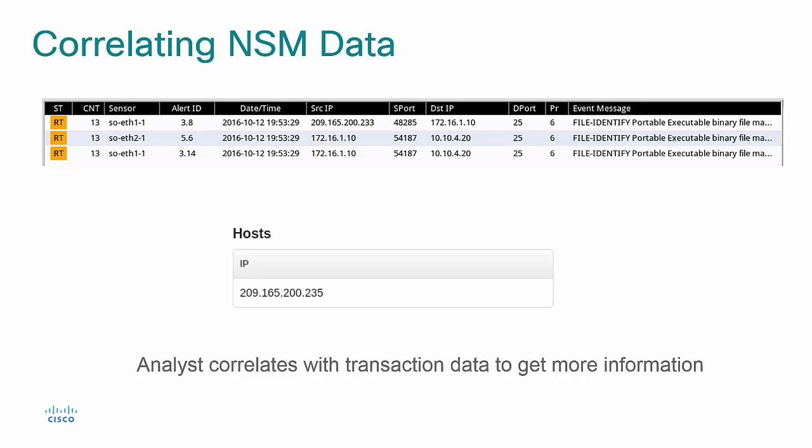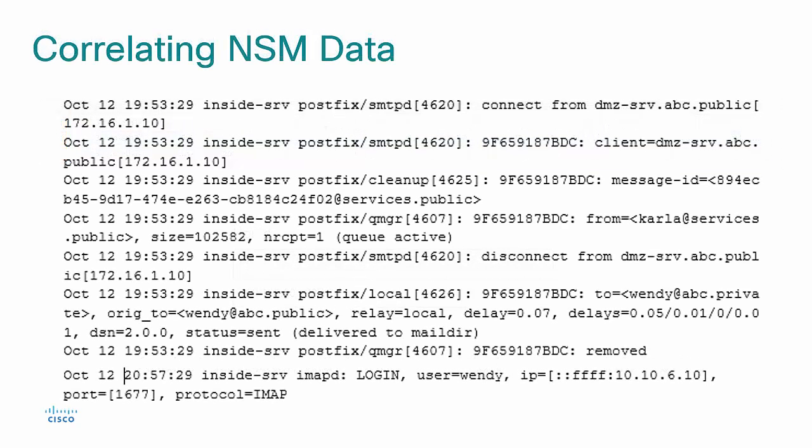The analyst looks at the transaction logs from the internal SMTP server. And using the timestamp and peer information, the analyst finds the log records that are associated with the reception of this email. So let's look at those log files to see what can be determined. From these server logs, now the analyst has a username. The email was directed to Wendy.